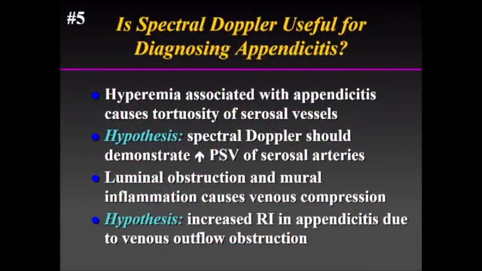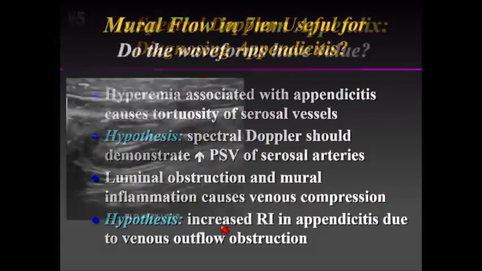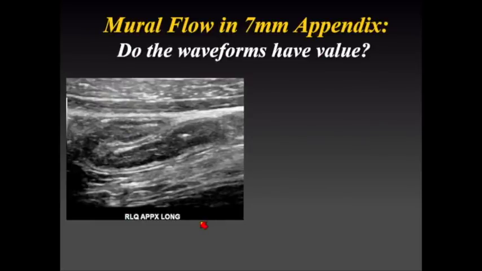So what does that mean in terms of a hypothesis of what we would expect to see in the flow? Well, we would expect to see a higher peak systolic velocity, yet with high resistance flow. That may be a bit counterintuitive because we often think of inflammation as having high diastolic flow. But if you go back to that histologic slide, that venous outflow compression really results in high RIs. So this is our hypothesis, that we would have increased peak systolic velocity, but with high RIs. And that is, in fact, exactly what we saw.